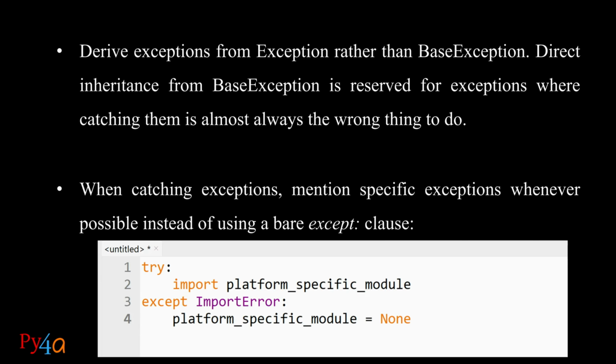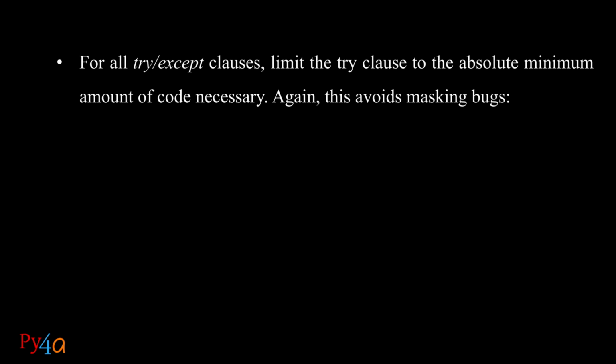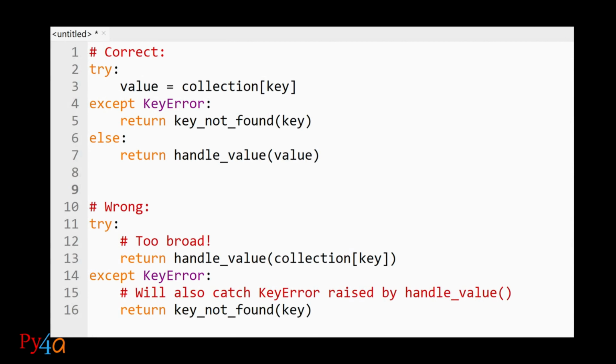For all try except clauses, limit the try clause to the absolute minimum amount of code necessary. Again, this avoids masking bugs. What do we mean by that? Let's look at it in this code snippet. The correct way is to say try: value equals collection[key], except KeyError: return key_not_found(key), else: return handle_value(value).